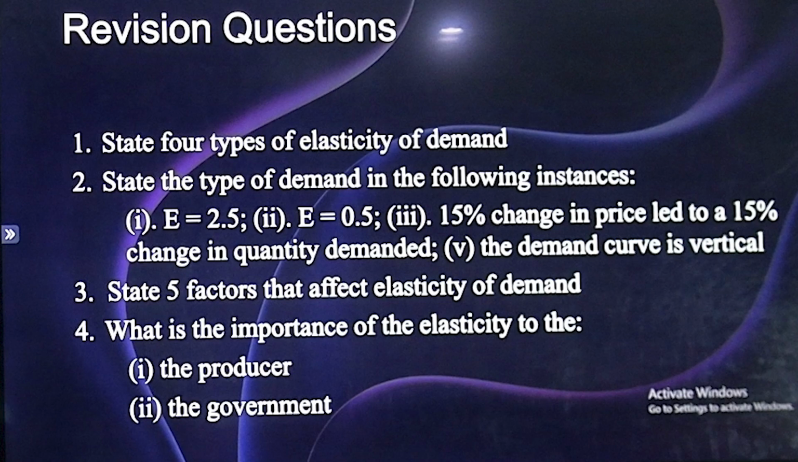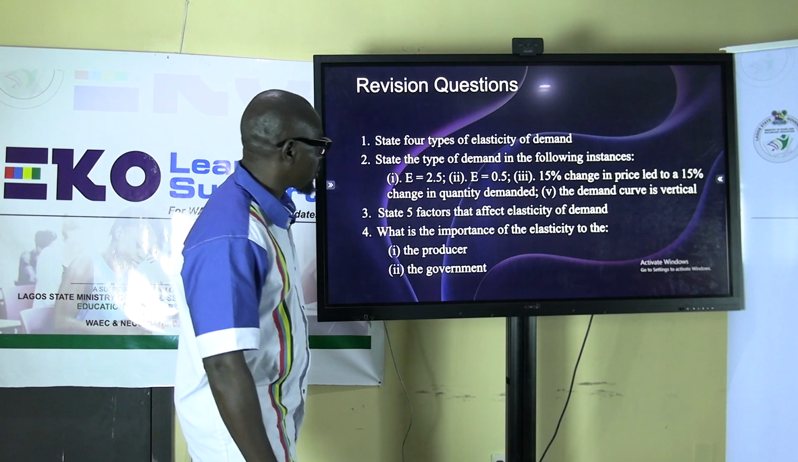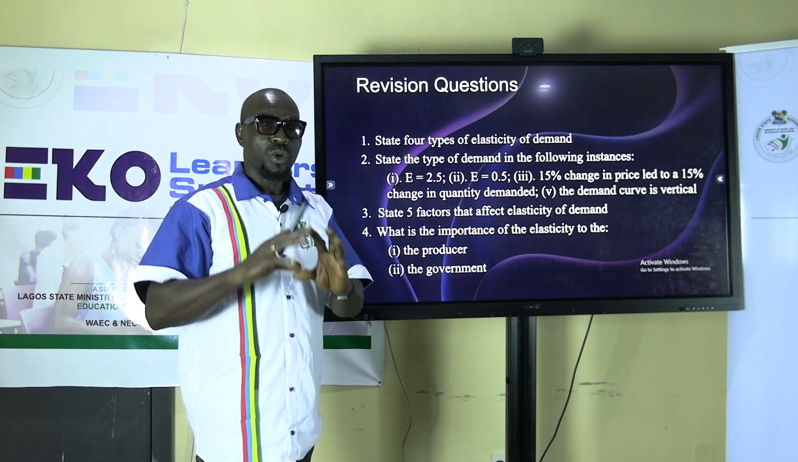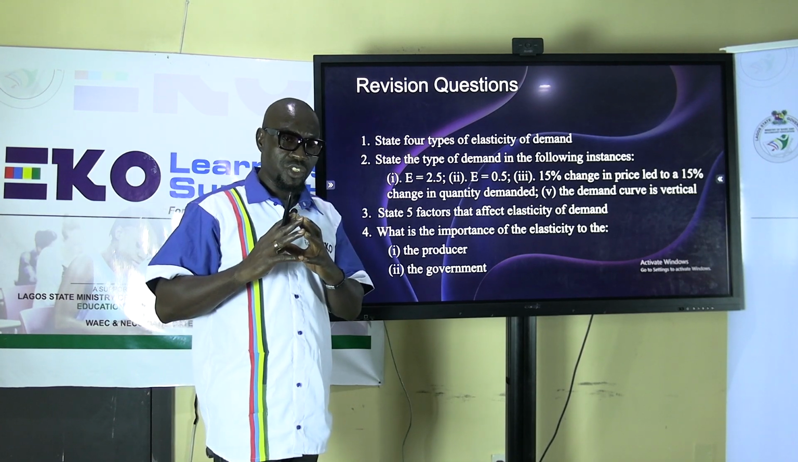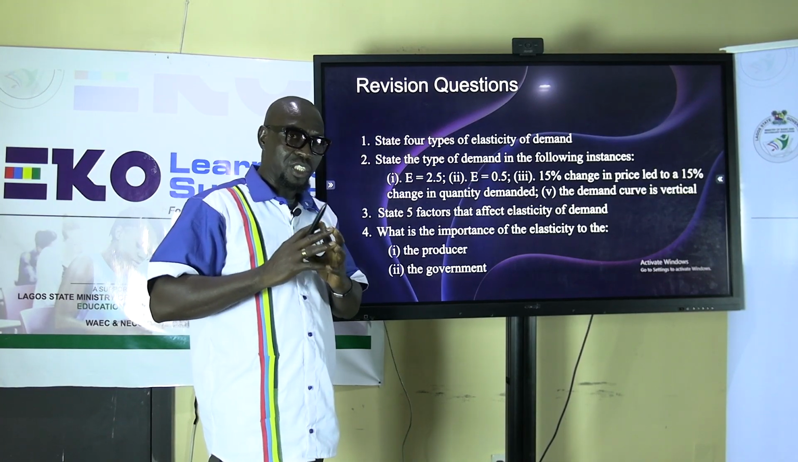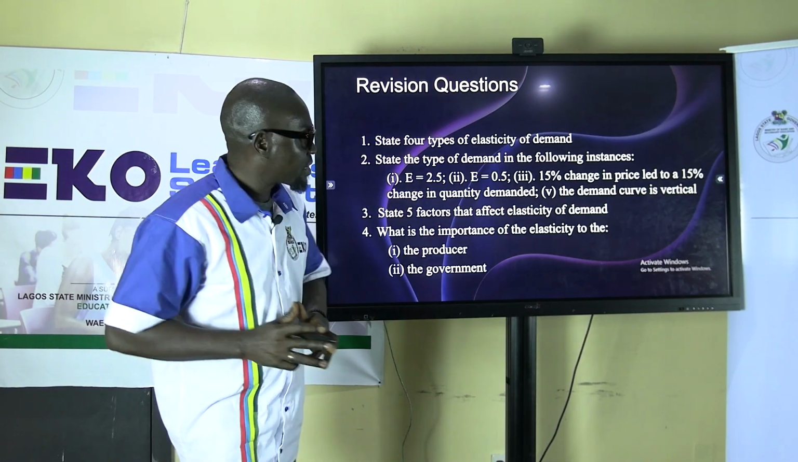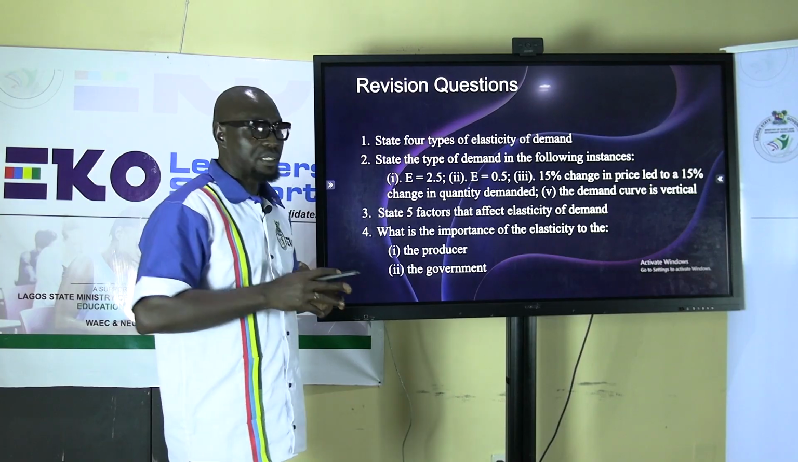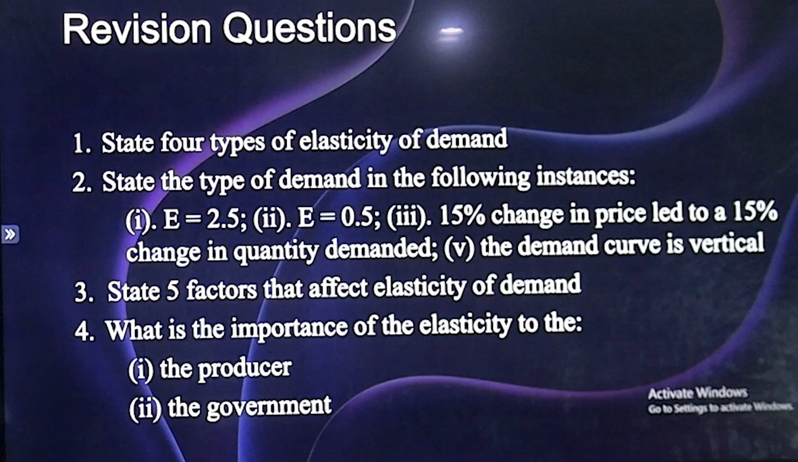A 15% change in price led to a 15% change in quantity demanded. So you have the same percentage change in quantity demanded initiated by a particular percentage change in price. Because it is the same, it is unitary elastic demand. The demand curve is vertical. When the demand curve is vertical, we are talking about zero elastic demand or perfectly inelastic demand.